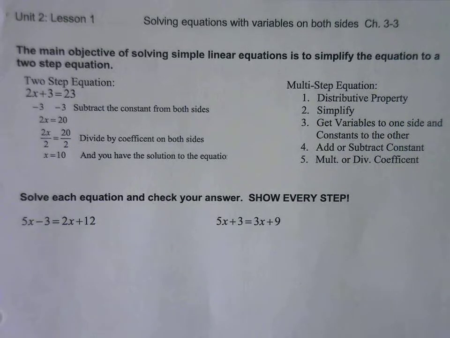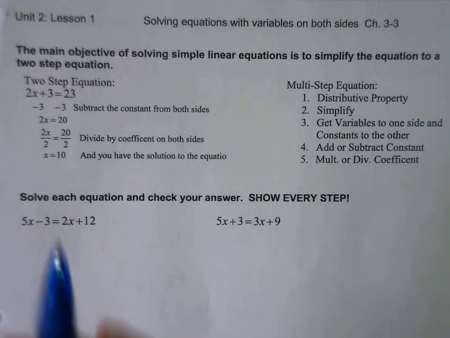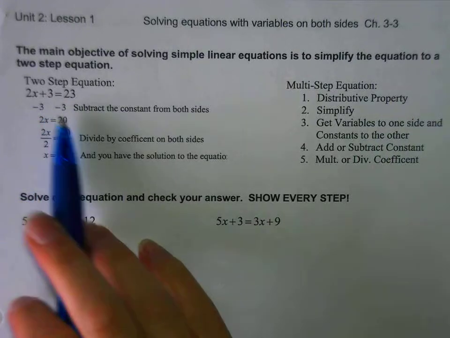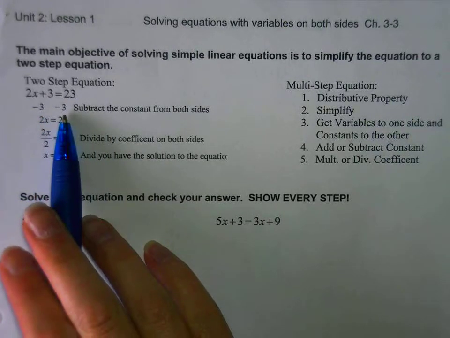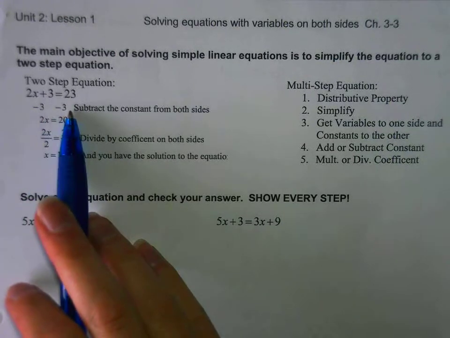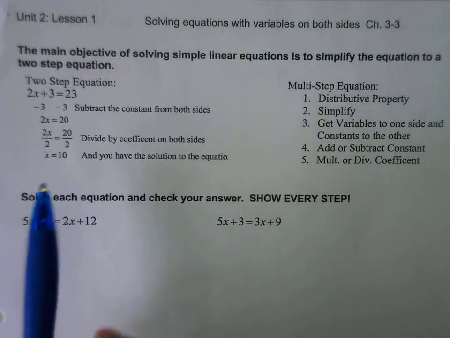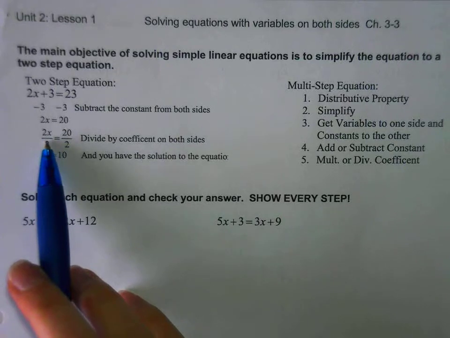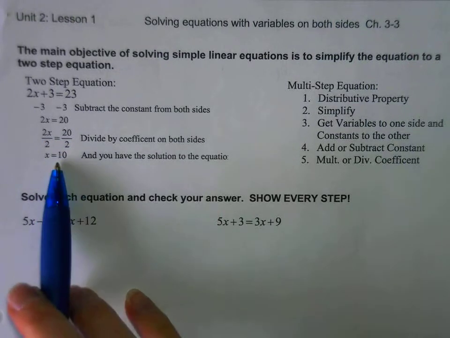Today we're going to be learning how to solve equations with variables on both sides. To look back at the last lesson, we did how to solve two-step equations. Remember, you either add or subtract the constant from both sides. So in this case we subtracted 3 from both sides of the equal sign, and then we multiply or divide. That is our second step. And in this case we're going to divide both sides by 2, so x equals 10.